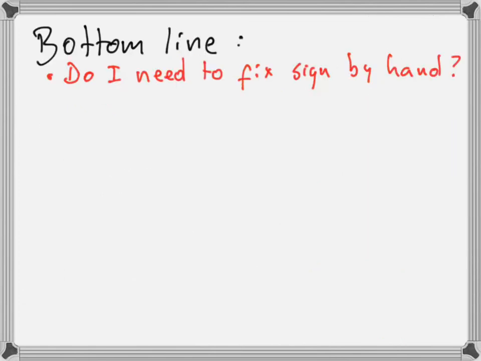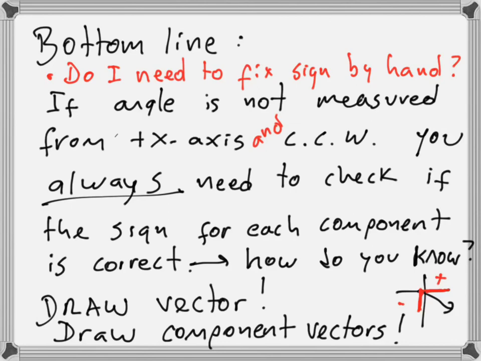So what's the bottom line? You might be wondering, okay, so do I need to fix the sign by hand? Well, the bottom line is, if the angle is not measured from the positive x-axis and counterclockwise, then you always need to check to see if the sign for each component that you're getting in your calculation is correct. How do you know if the sign that the calculator gave you is correct?